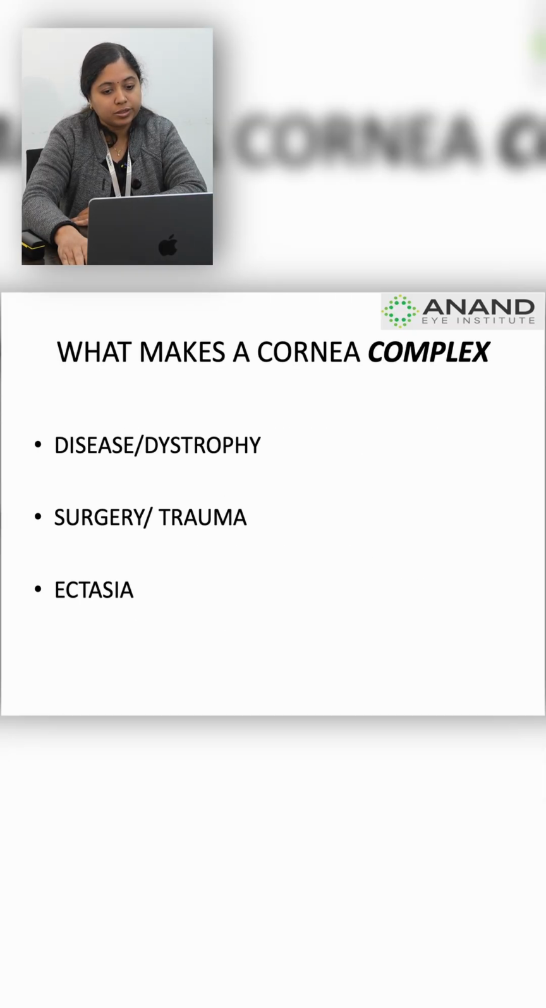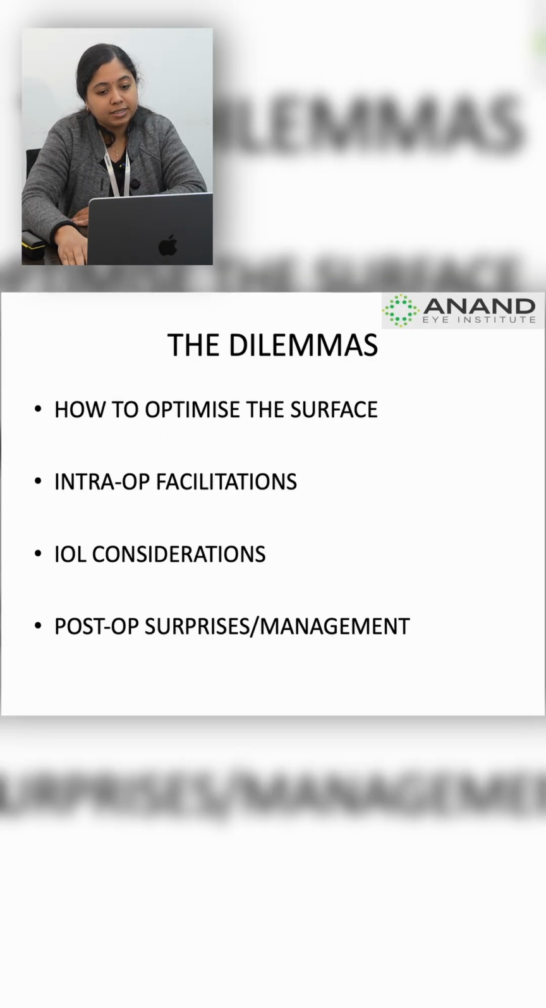So to begin with, what do you think makes a cornea complex? It could be a disease or a dystrophy, a previous surgery or trauma, or any kind of ongoing ectasia. So what could be our dilemmas in managing cataracts in such cornea? So how do we optimize the surface before proceeding with cataract surgery? What could be our intra-op facilitations to make the outcomes better? And what could be our IOL consideration in these kind of cataracts? Any post-op surprises and how to manage them?